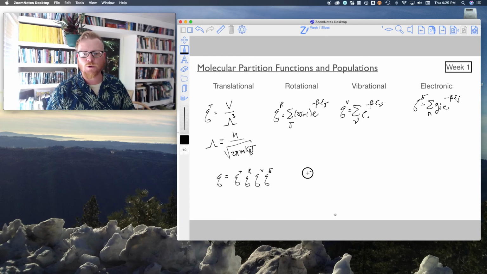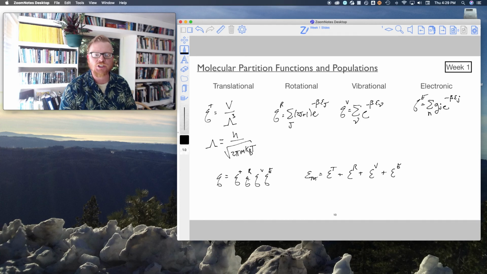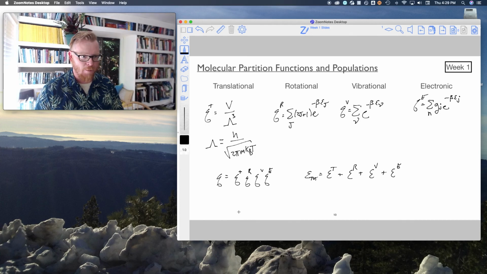And of course, the total energy of that system is going to be the energy of the translations plus the energy of the rotations plus the energy of the vibrations plus the energy of the electronic transitions. So those energies are additive. The populations are multiplicative, so keep that in mind. This is a good conceptual detail to know.